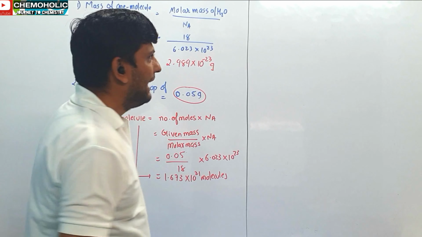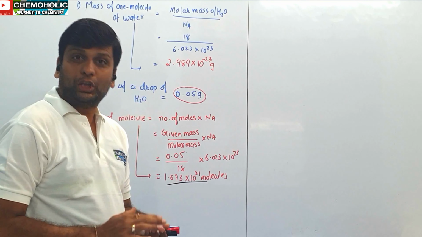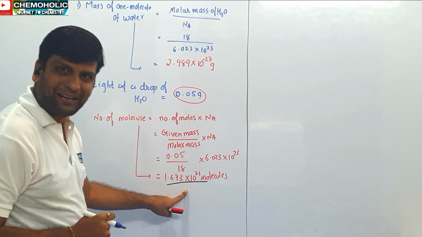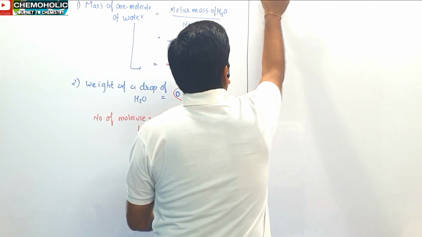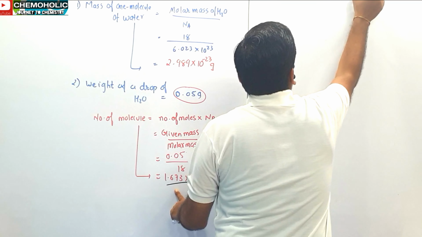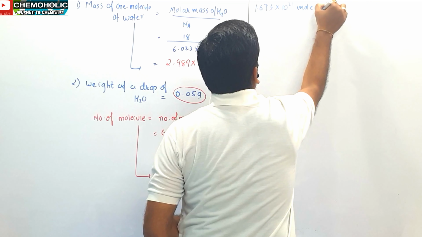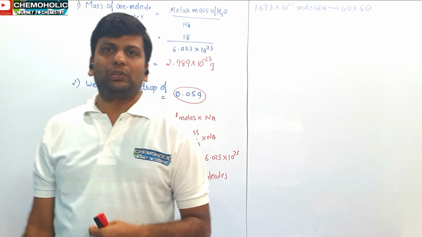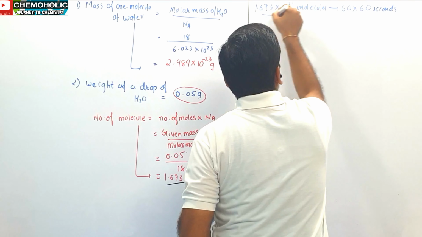Right? So, I can say that a single drop of water will take 1 hour. That means this many molecules will take 1 hour to evaporate, because this many molecules are present in a drop of water. So, 1.673 into 10 raised to 21 molecules will get evaporated in 1 hour. You can also say they will get evaporated in 60 minutes and 60 seconds. That means I will convert 1 hour into seconds. Now, this is the time in seconds taken by this many molecules to get evaporated.